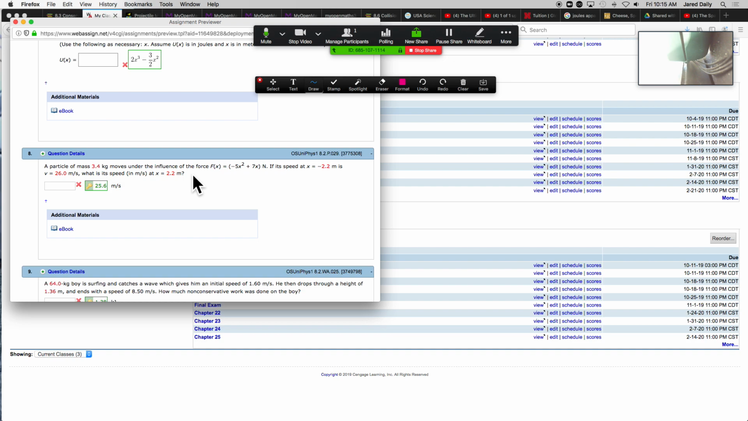Oh, actually, you know what? I lied to you. Sorry. I think I lied to Colin too. This is work, which is also equal to change in kinetic energy. So this shouldn't be V. This should be 1/2 mv squared. 1/2 mv squared would be your constant, not V. Sorry. That's the difference.